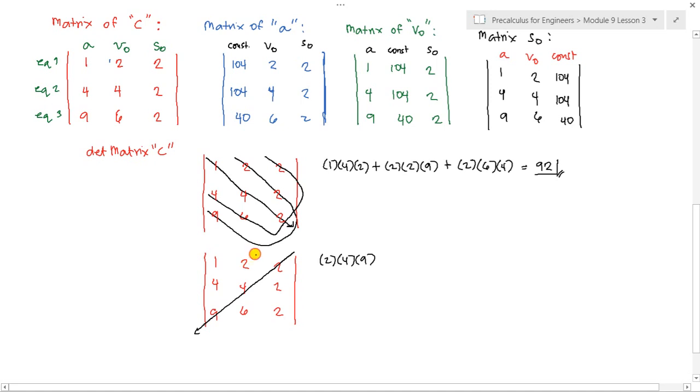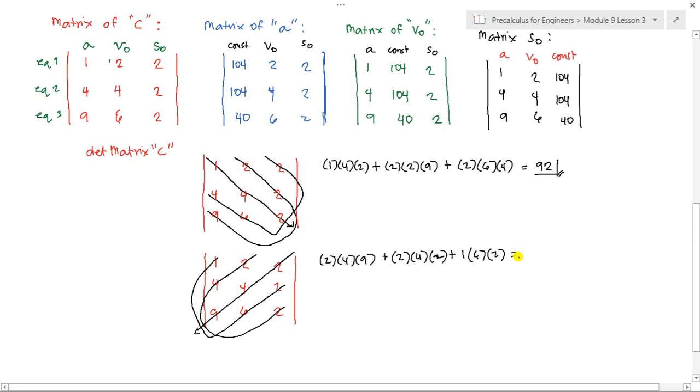Next, going to the second, 2 times 4 times 2. It should be three by three each. Plus 2 times 4 times 2. Plus this one, 1, paired with the second, 6 times 2. So we have 1 times 6 times 2.